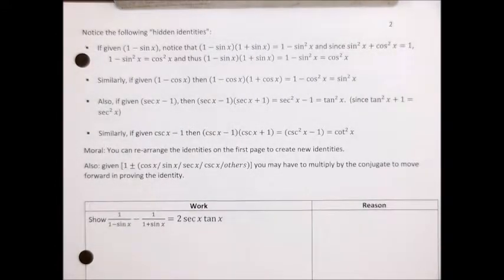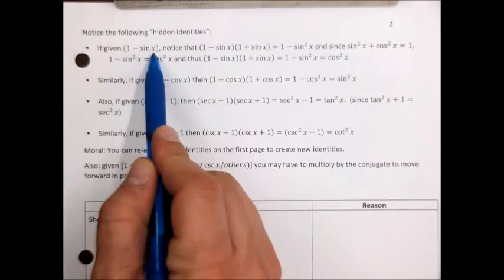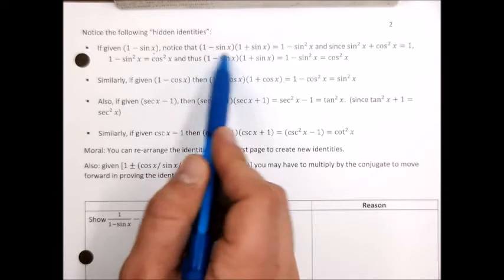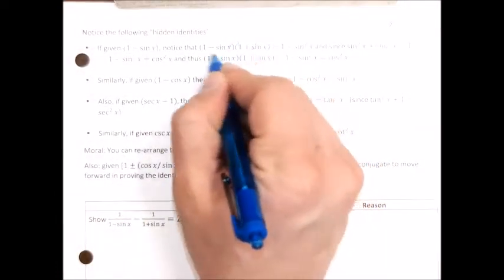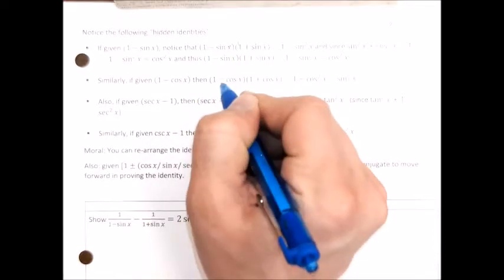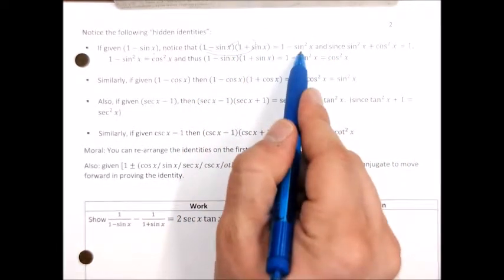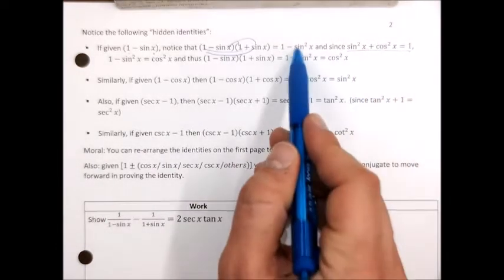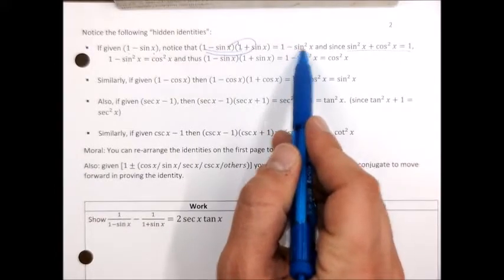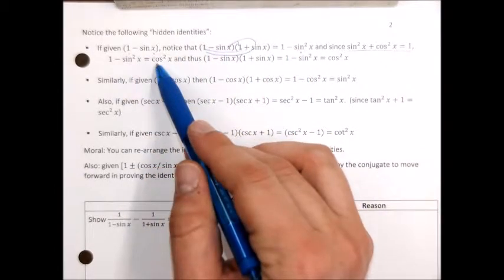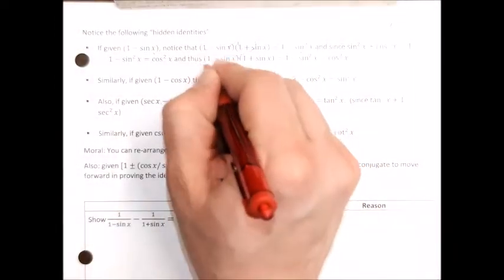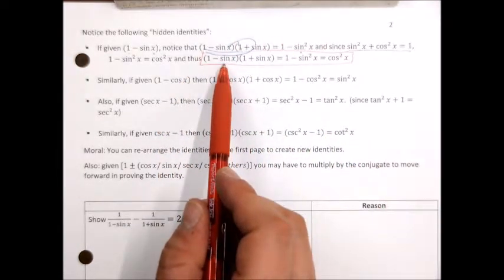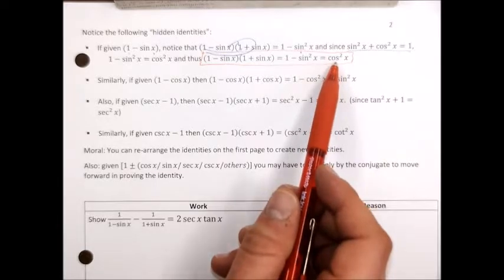But notice what happens here. If we take 1 minus sine and we multiply it by 1 plus sine, so we do this multiplication, if you multiplied that out, if you FOILed, you'd end up with 1 minus sine squared. And since sine squared plus cosine squared equals 1, 1 minus sine squared is kind of like what we just did in the last problem. 1 minus sine squared becomes cosine squared. And so that leads to this sort of hidden identity, and I would recommend boxing this in. If you multiply 1 minus sine times 1 plus sine, it simplifies into cosine squared.